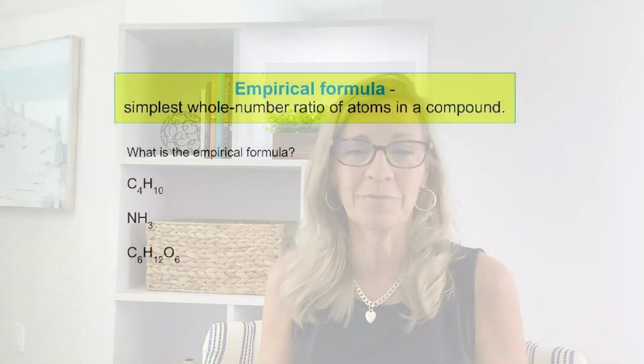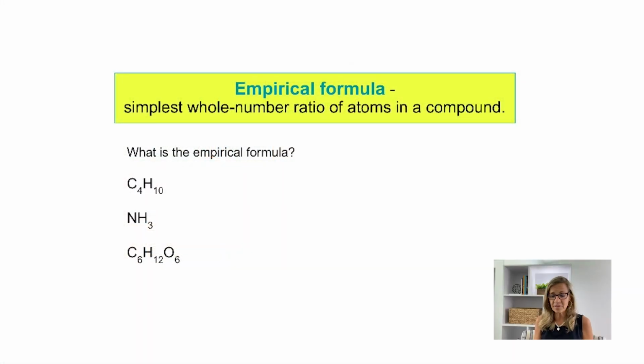In this video, I'm going to explain empirical formulas to you and actually show you how to find one. So first of all, let's get down the definition of empirical formula. It is the simplest whole number ratio of atoms in a compound. So we're going to look at subscripts, for example, a 4 and a 10 in this first compound.